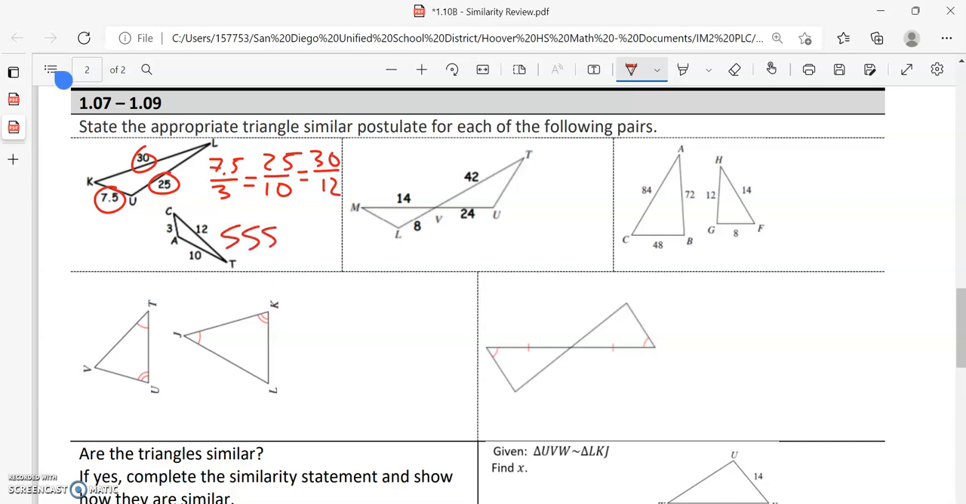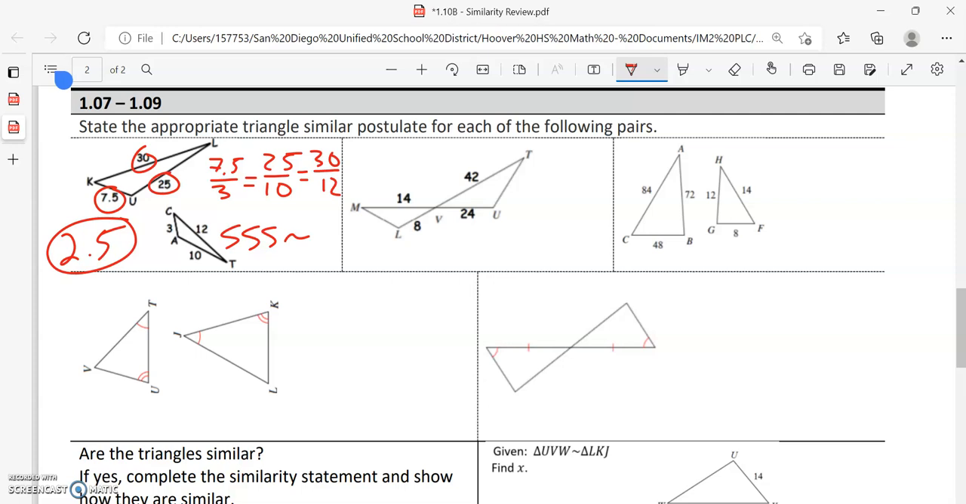So take a calculator to confirm that these are all actually the same number. We do 7.5 over 3, which equals 2.5. So that needs to be the same for the other two. 25 divided by 10 is also 2.5. And finally, 30 divided by 12 is also 2.5. So because of the side-side-side similarity postulate, we do have two similar triangles.